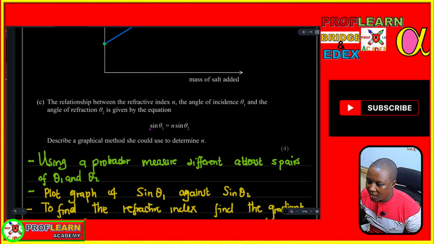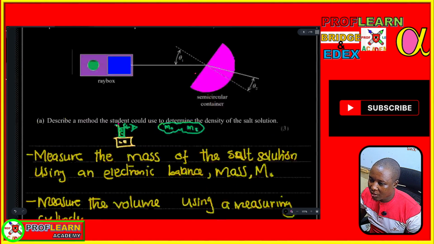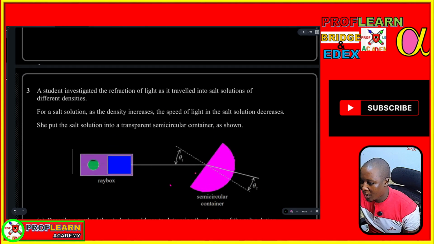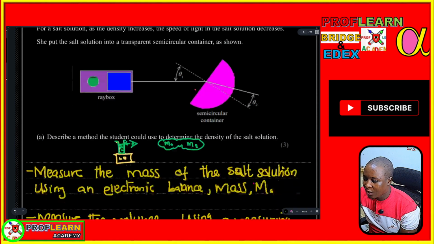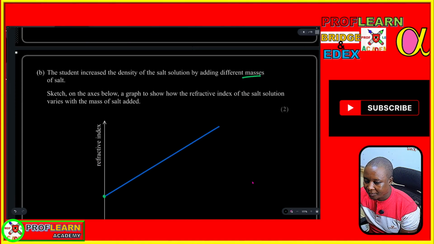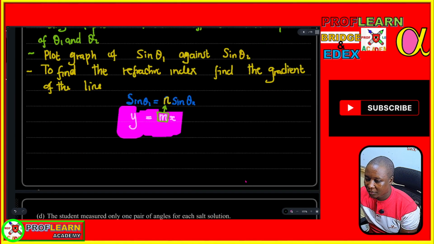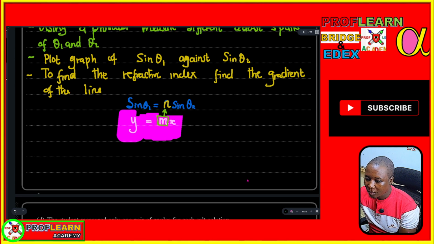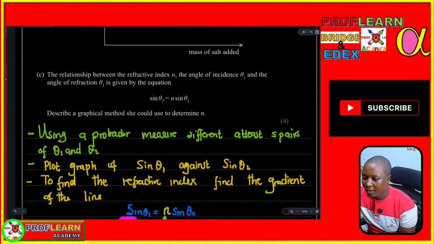The relationship between the refractive index and the angles of incidence theta 1 and theta 2: theta 1 is the angle of incidence, and theta 2 is the angle of refraction. The relationship between those two angles and the refractive index in this case is given by the formula sin theta 1 equals n sin theta 2. So describe a graphical method you could use to determine the refractive index.